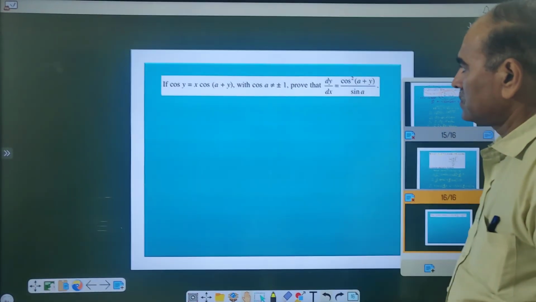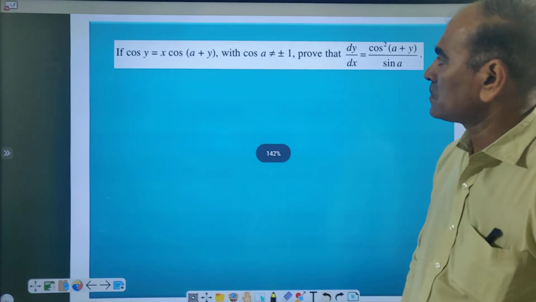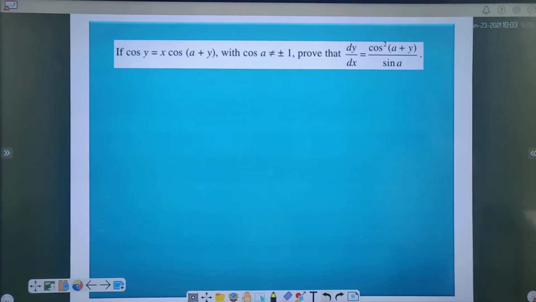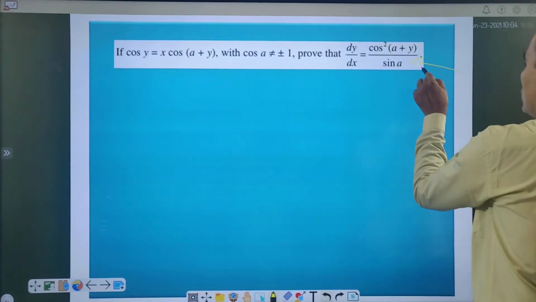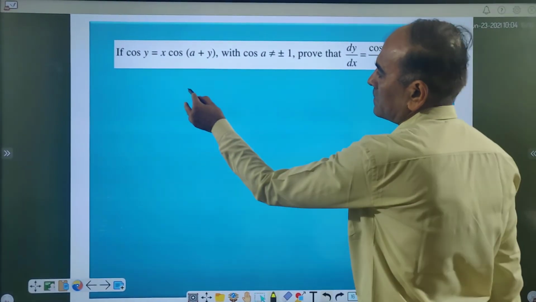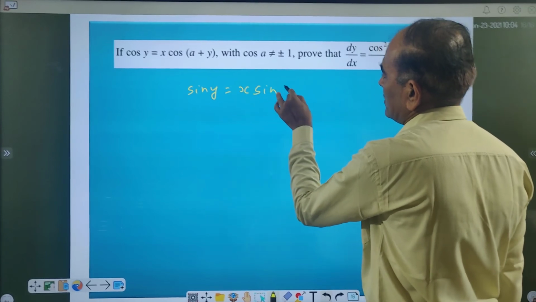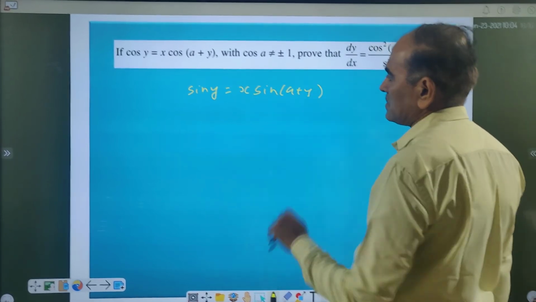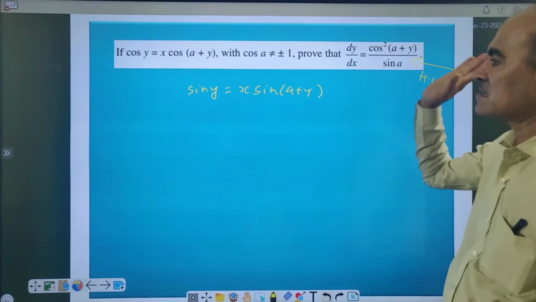So next one. Cos y is equal to x cos a plus y, with cos a not equal to plus or minus 1. Prove that this thing. I would like to leave this one for you, but let us solve this sum in terms of sine. Sine y is equal to x sine a plus y. Then dy by dx comes out as sine square a plus y over sine a.